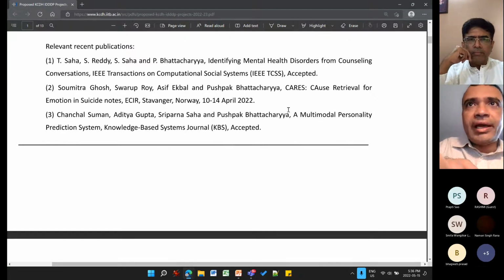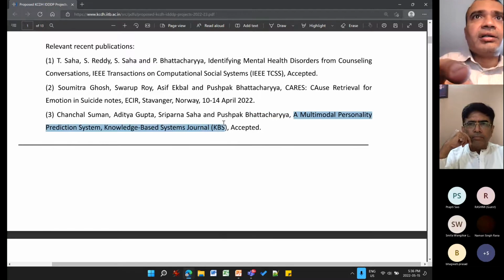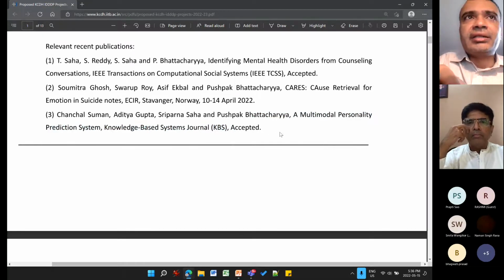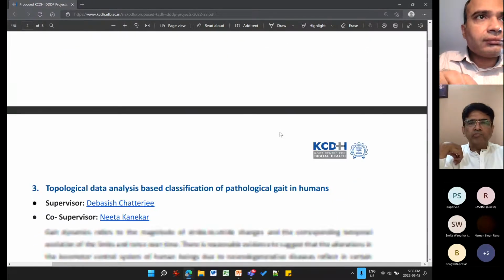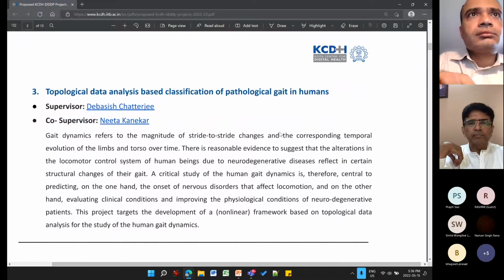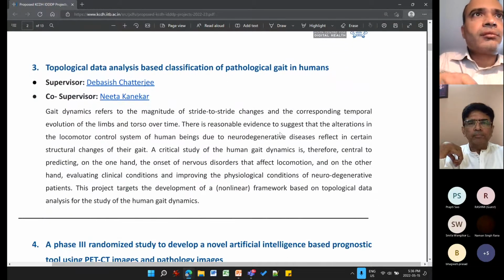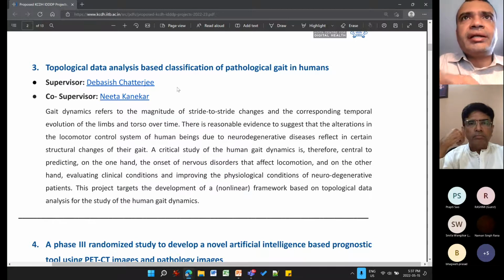So it looks like they already have publications that are accepted on this line of work. This is a project by Professor Devashish Chatterjee and Professor Neeta Kanekar. So they are looking at pathological gait in humans.